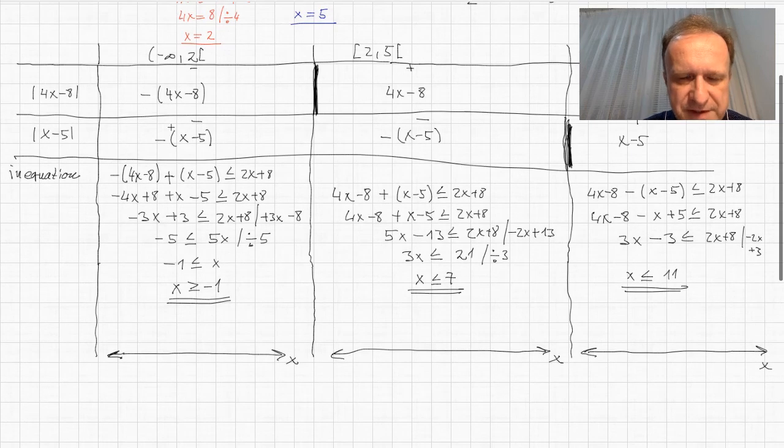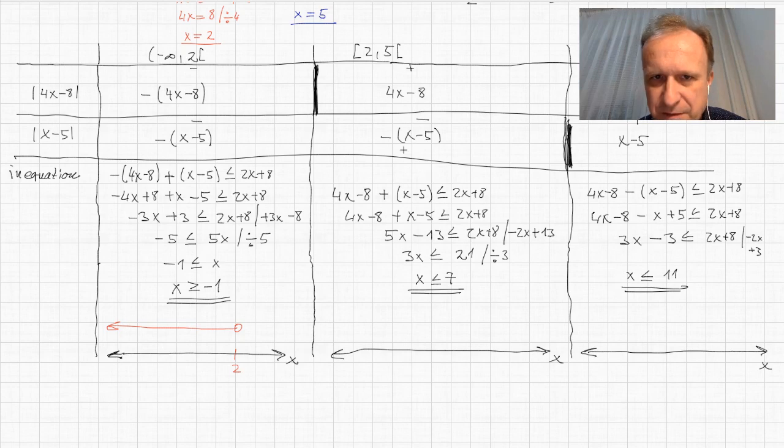This first column represents the solution on the interval from negative infinity to 2. So there is number 2 here, and we have this interval on which we solve this equation. So it's the interval from negative infinity to 2. The second interval is from 2 to 5. So there is 2 here, and we have a closed circle here, to 5, where there is an open circle there. So this is the interval on which we solve it.